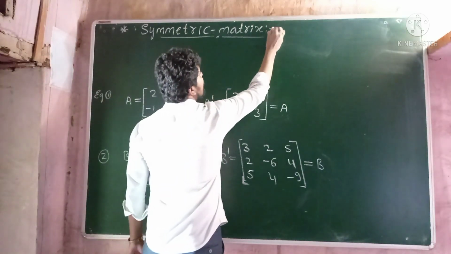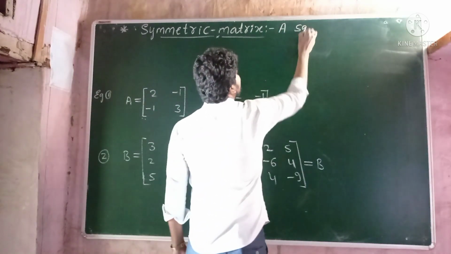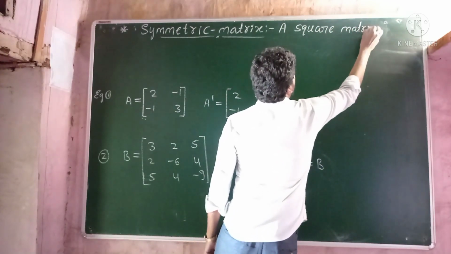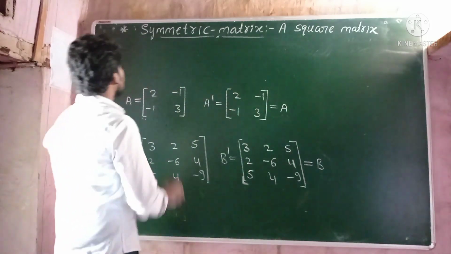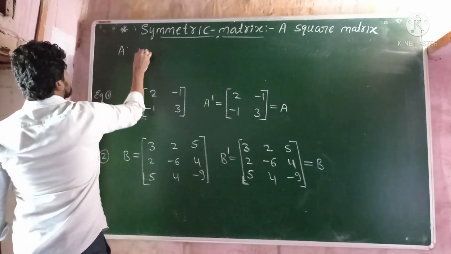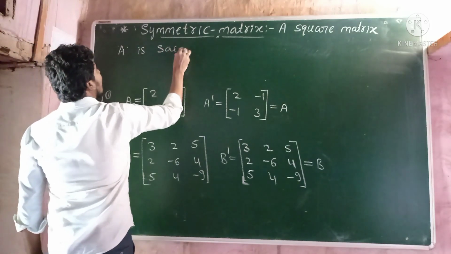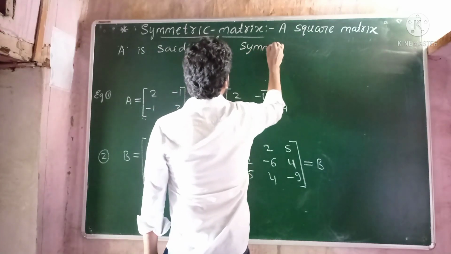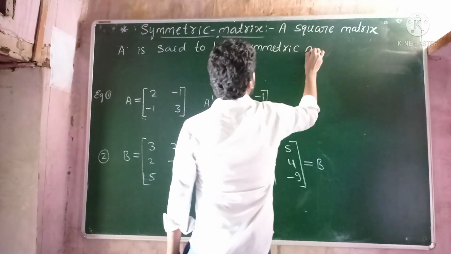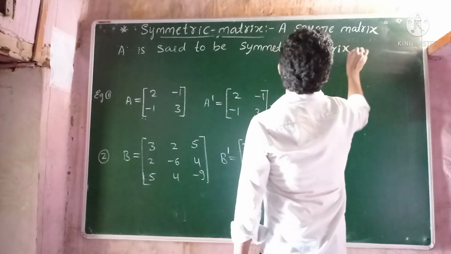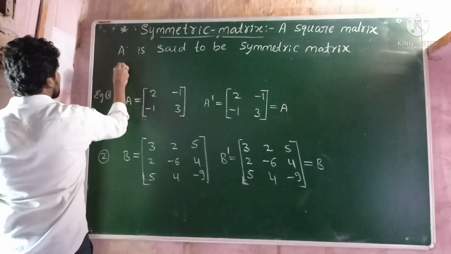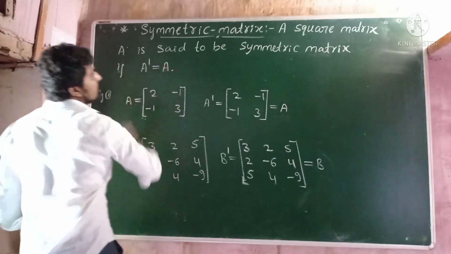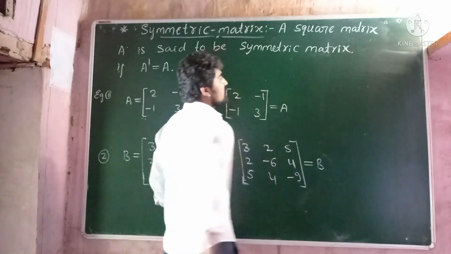So what is meant by symmetric matrix? A square matrix A is said to be symmetric matrix if transpose of the matrix A is equal to A. I hope all of you understood.